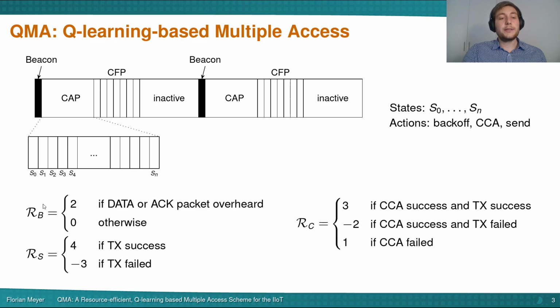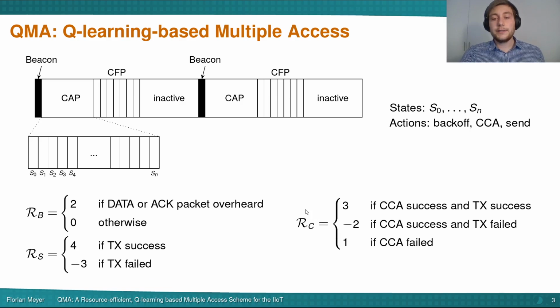So the basic idea is that for a backoff action, for example, we give a high positive reward if we overheard another transmission, because that means that we did not send ourselves and we did not disturb any other transmissions that are going on. Now the send state is a high risk, high reward state, because we do not pay attention to any other nodes in the network, and if it's successful we give a high positive reward, and if it's a failure we give a high punishment.